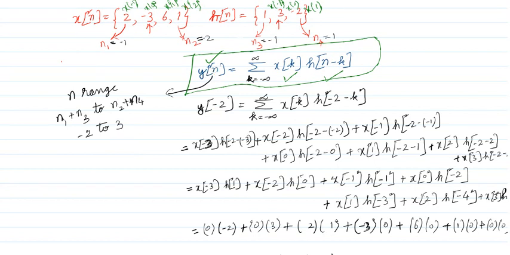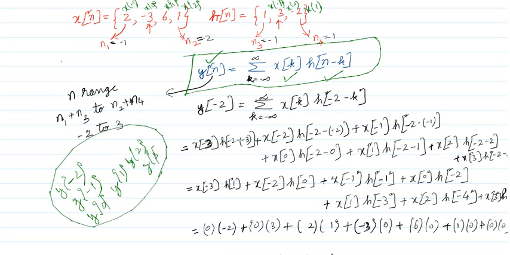So what do we have to find? We have to find the outputs y of minus 2, y of minus 1, y of 0, y of 1, y of 2, y of 3. Right. Now, first I am taking y of minus 2. n ranges from minus 2 to 3. I am putting n value minus 2.